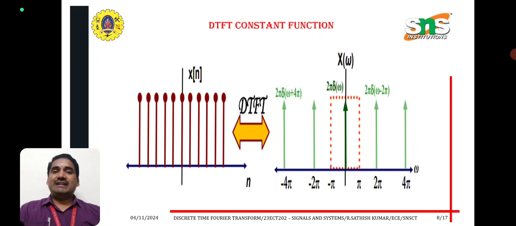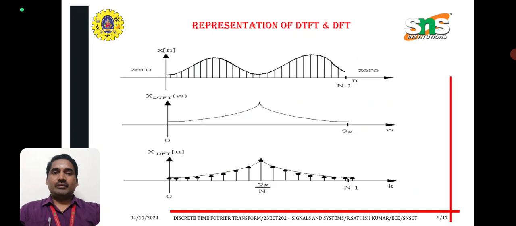While we take the discrete time Fourier transform, we can get the frequency response of the system with respect to pi, minus pi, 2 pi, minus 2 pi, 4 pi, minus 4 pi with respect to omega. Next one, this is the representation of DTFT and DFT. First one, x of n with respect to n. Next one, DTFT of omega. While we take the discrete time Fourier transform of the above function x of n, we can get the DTFT of omega. While we take the DFT of x of n, we can get the frequency response like this.